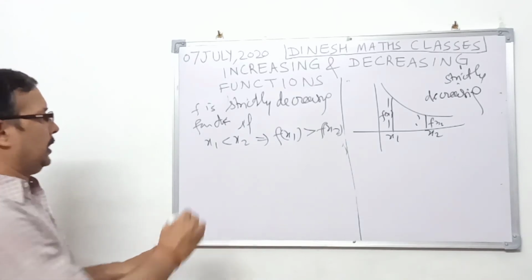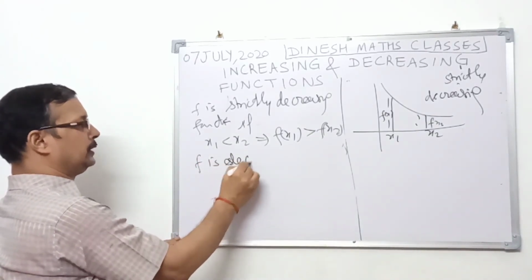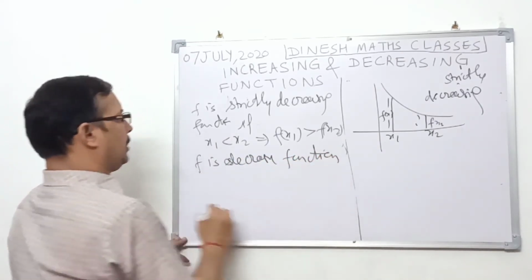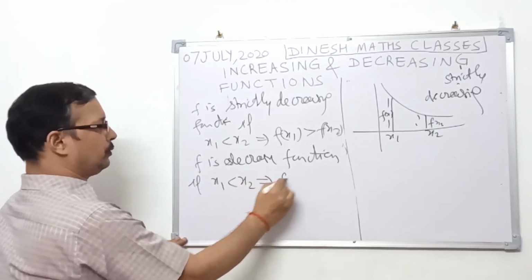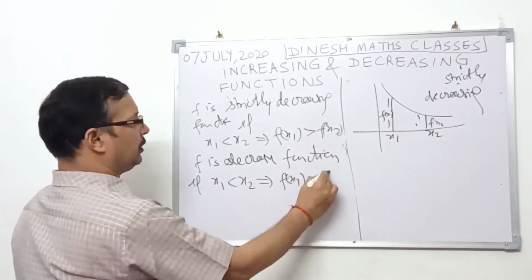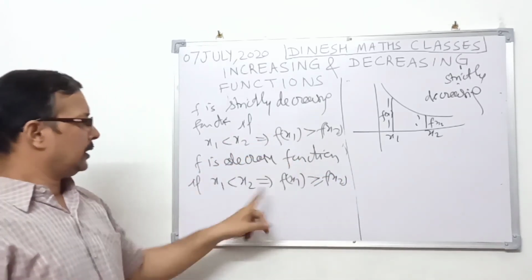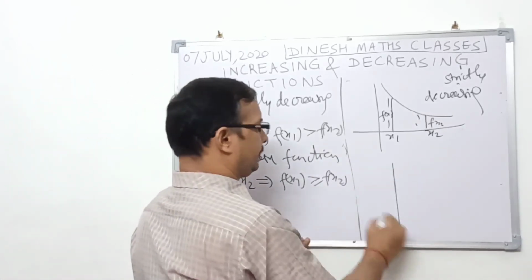Similarly, f is a decreasing function if x1 less than x2 implies f(x1) is greater than or equal to f(x2). So there is a less than sign, there a greater than sign, but here with the greater than sign the equal sign may also be present. So the graph may be like this.